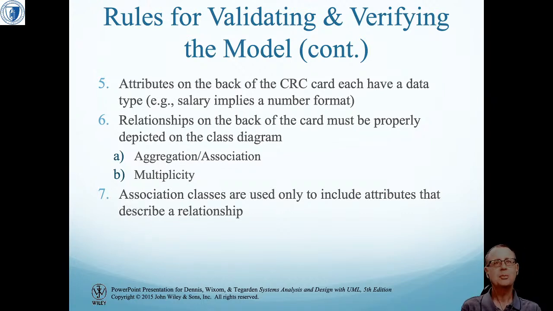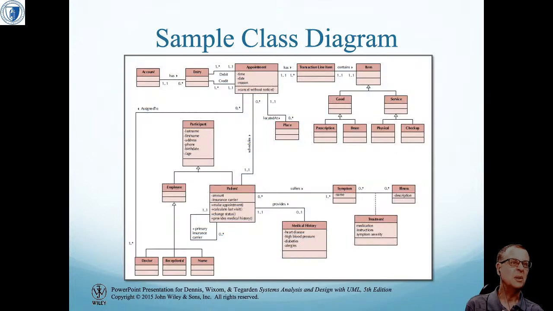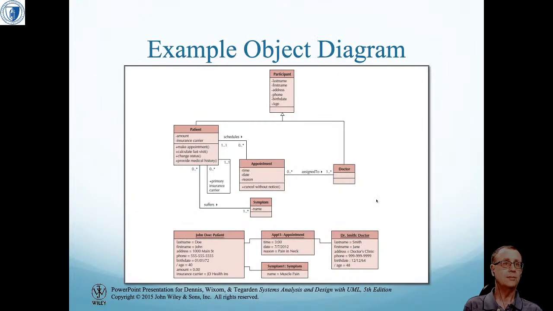Relationships on the back must be on the class diagram, whether it's aggregation, association. We also must have the multiplicities, and association classes are used only to include attributes that describe a relationship. That was the relationship between the symptom and the illness, right? This treatment is an association class, as indicated by that dotted line.